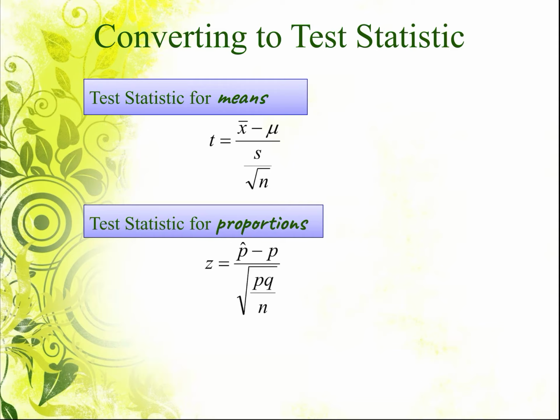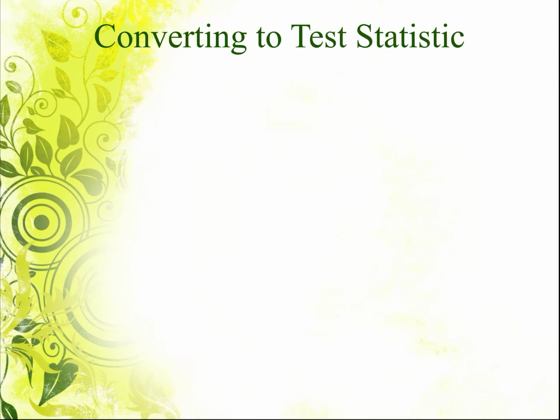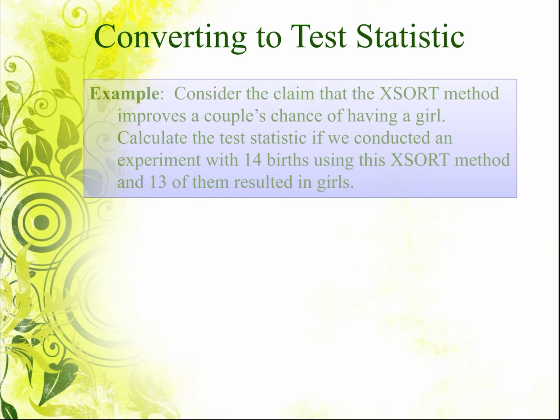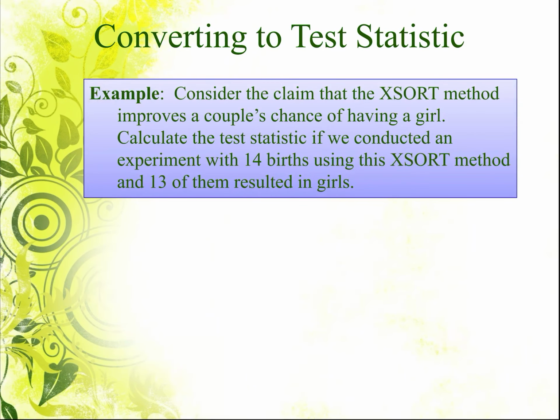You use the t test statistic when you're dealing with a mean, a z test statistic when you're dealing with a proportion. Okay, let's do some examples.